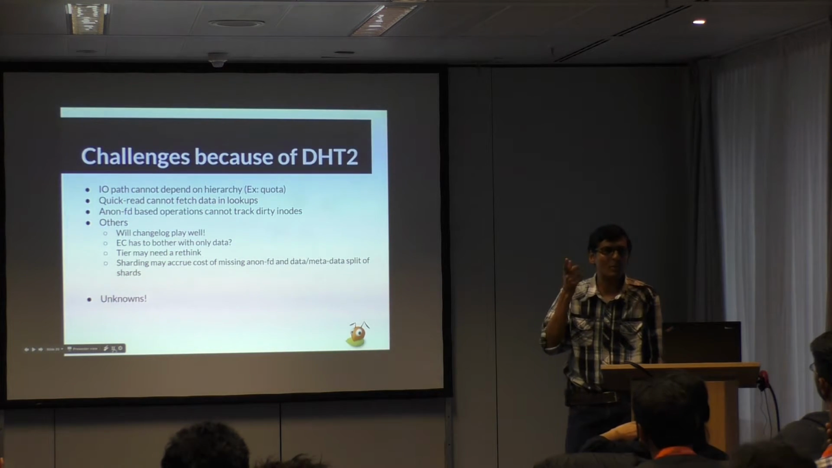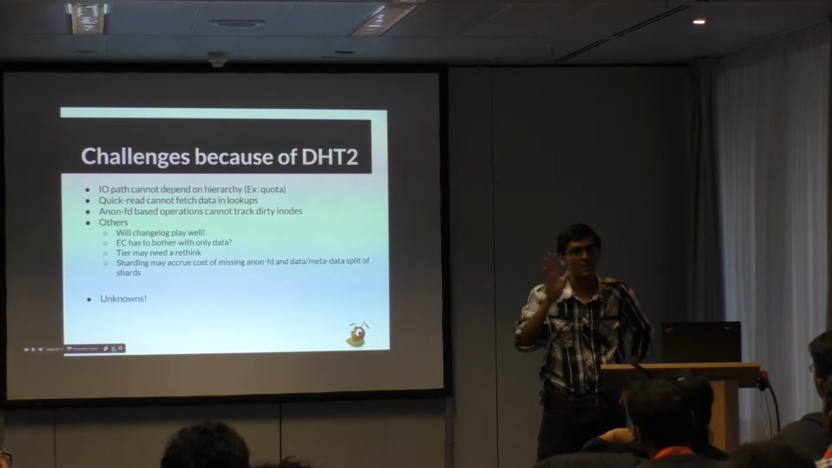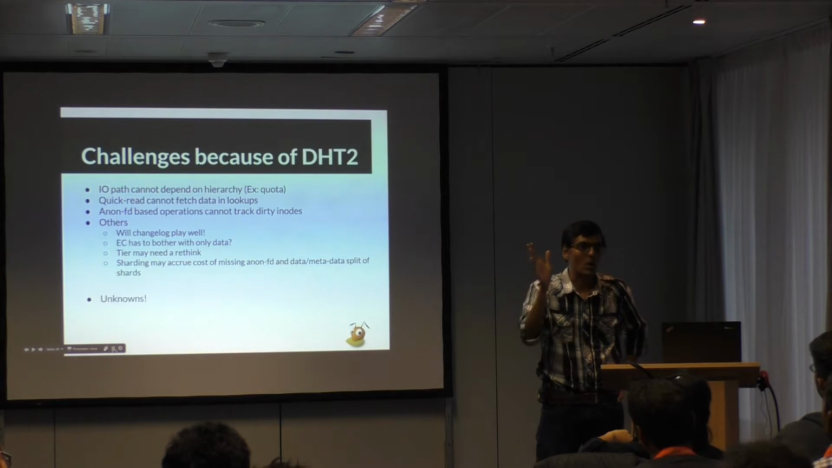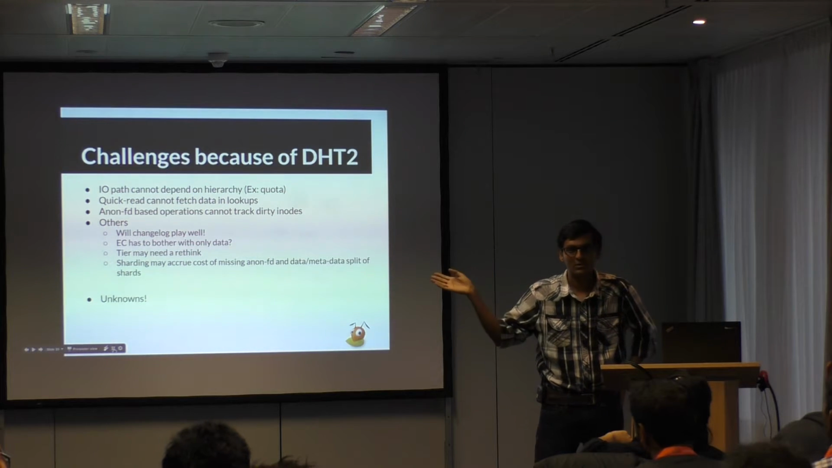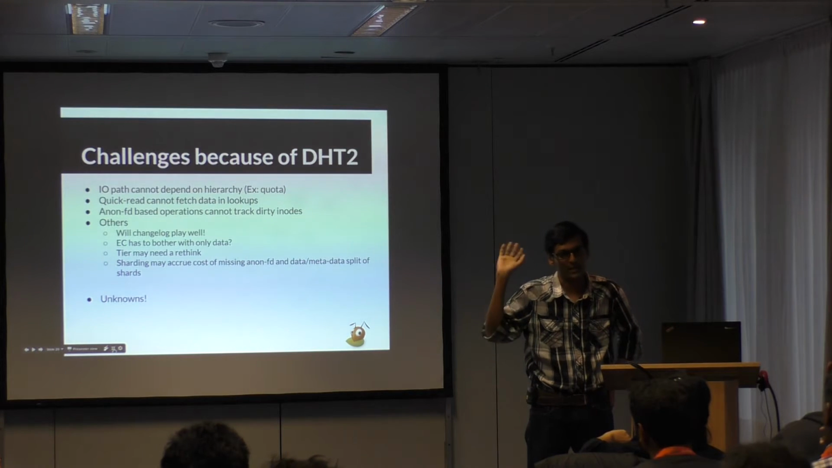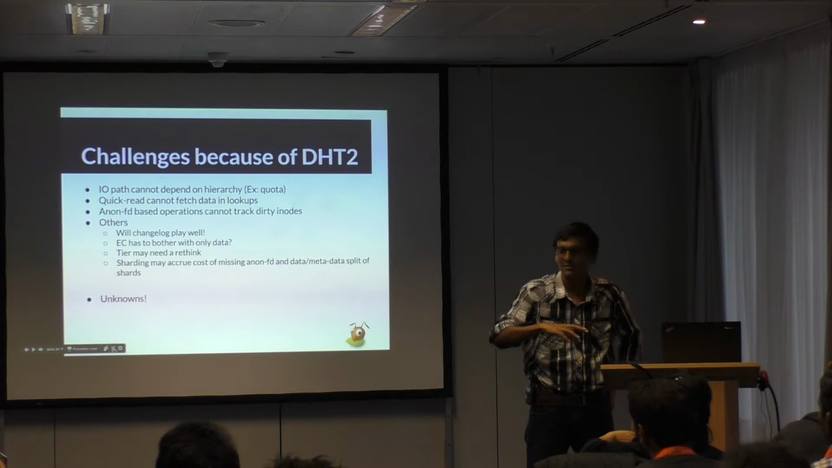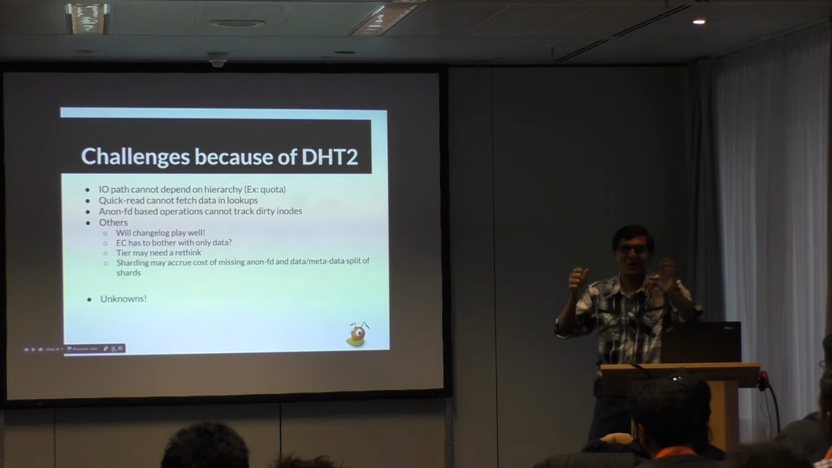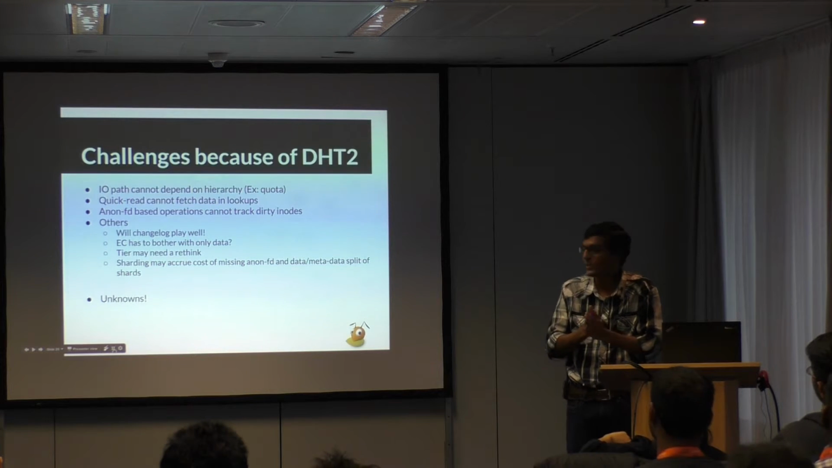One of the other things is the IO path cannot really depend on hierarchy, cannot do hierarchy related operations. The best example is quota. To go update the quota on all parents is just not possible in the IO path because there is no hierarchy in this particular system. The hierarchy is, well, explicit, implicit, what? It's not on the backend system. So that's that. Anon FD based operations we covered.